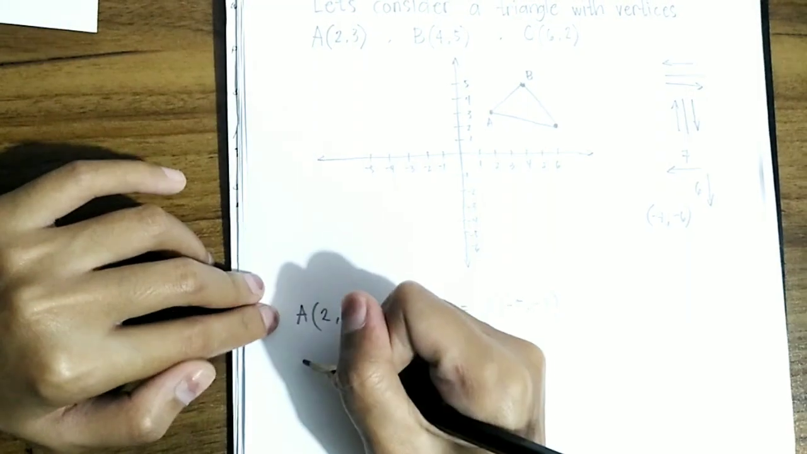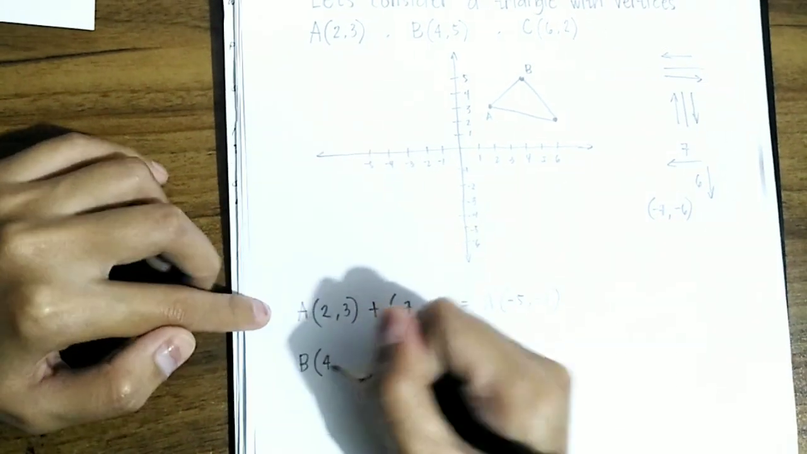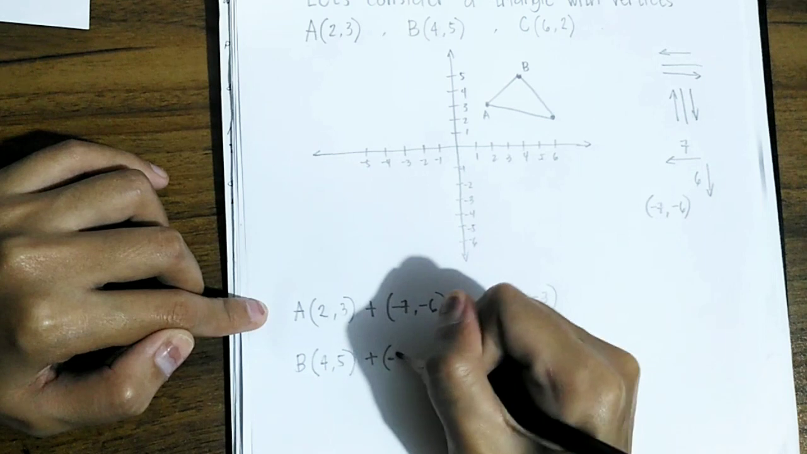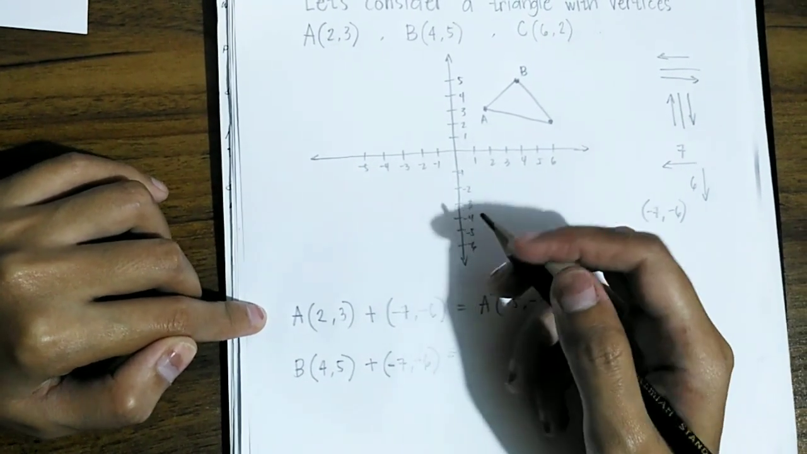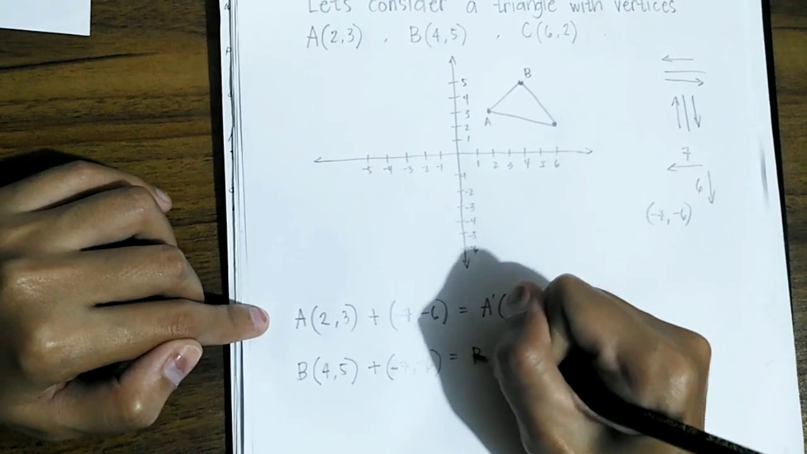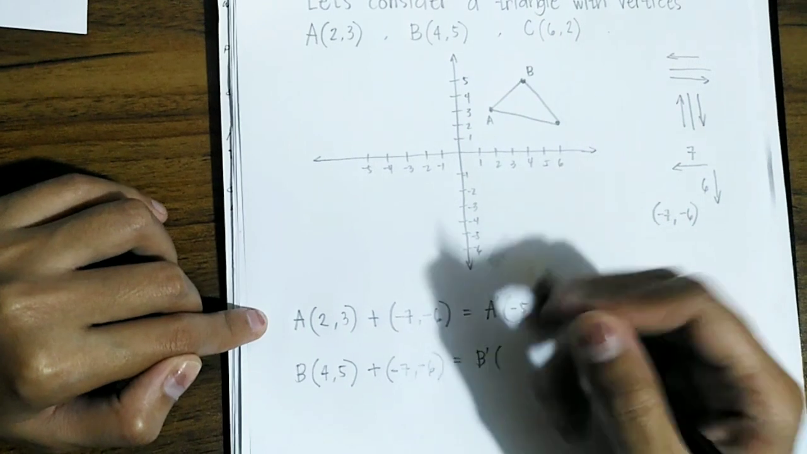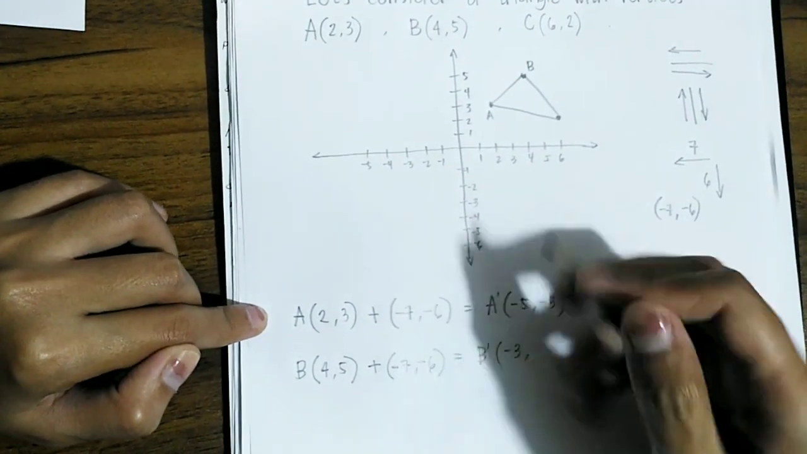Same as with point B, it has coordinates (4, 5). We will add the translation vector (-7, -6). This will result in the new coordinates of point B. So, 4 plus -7 equals -3. 5 plus -6 equals -1.